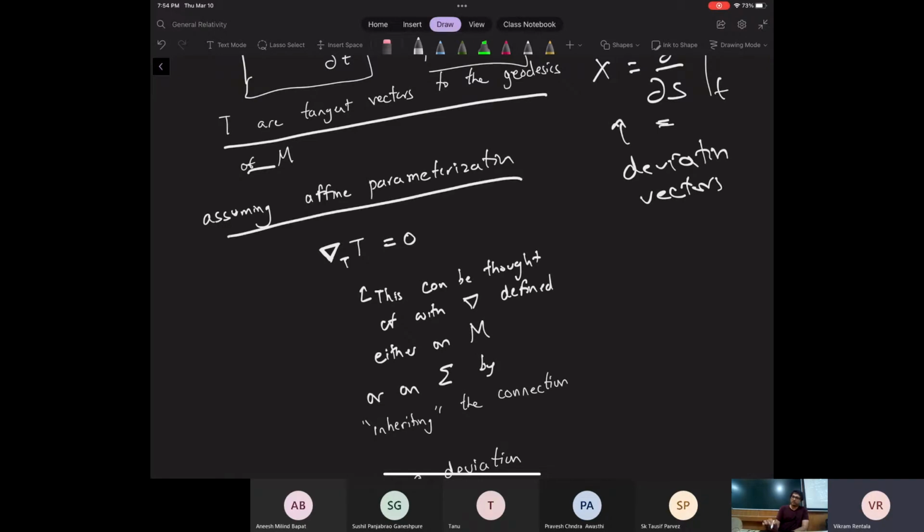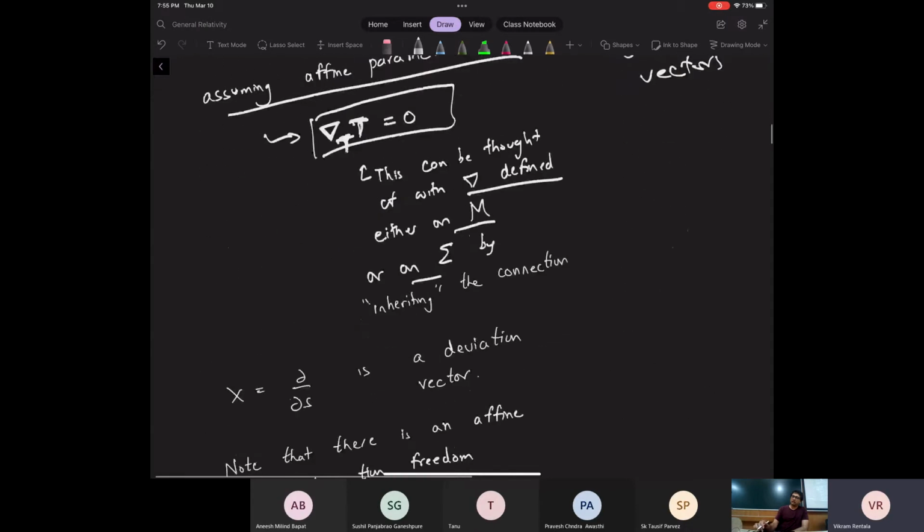Now, if we assume that the geodesics are affinely parameterized, then they satisfy this rule. That is, the tangent vectors satisfy the derivative along T of T is equal to 0. Now this derivative you can think of as either the derivative on the full manifold, or as the derivative on just this 2D manifold, where I've inherited this operation of derivative. I've just projected that derivative map onto these 2 dimensions. At least the derivative on T is well defined with this projection.